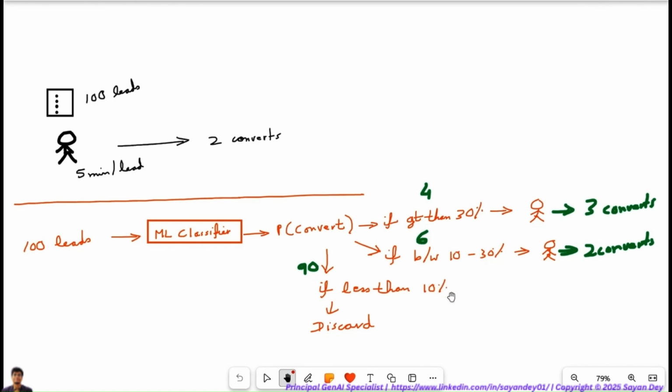Because even if you have a 1% chance that a lead will convert, you still want to take a chance and call the lead. So maybe this number will be as low as 1% in practice. Only if the probability of conversion is less than 1%, only then you will discard the leads. Because when you discard a lead, you have to understand that you're straight away losing business. So before you discard, you want to be very, very sure that this customer definitely will not come with us.